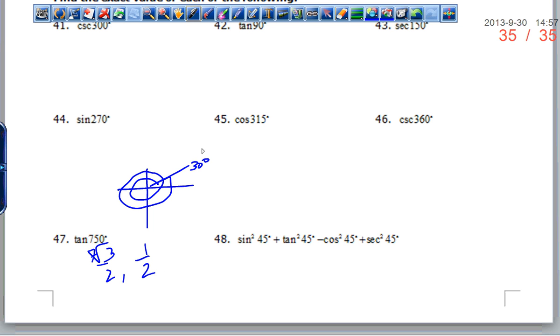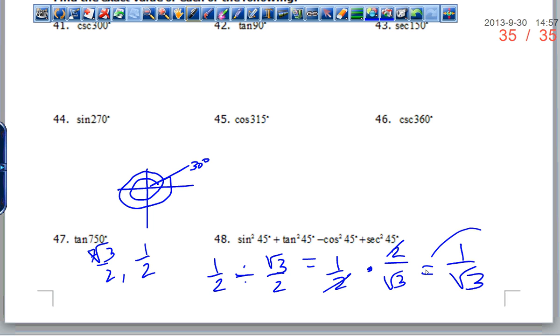If I want the tangent, I'm going to do 1/2 divided by root 3 over 2, or y over x, sine over cosine, any of that will work. And then when I divide, I actually should keep, change, flip, or whatever the phrase is. And I didn't flip it. 2 cancel out. 1 over root 3.